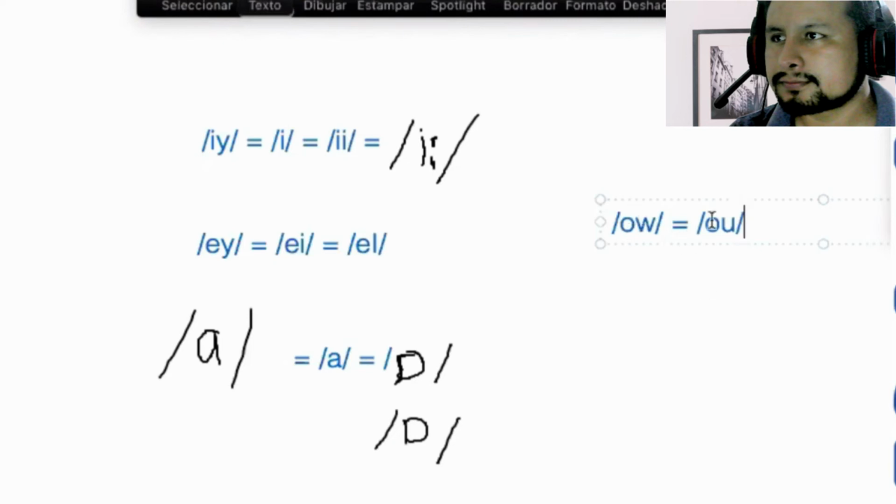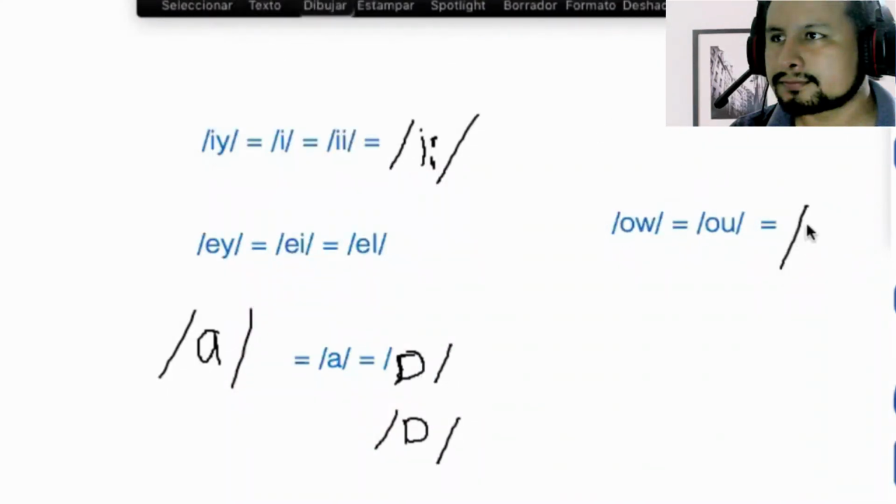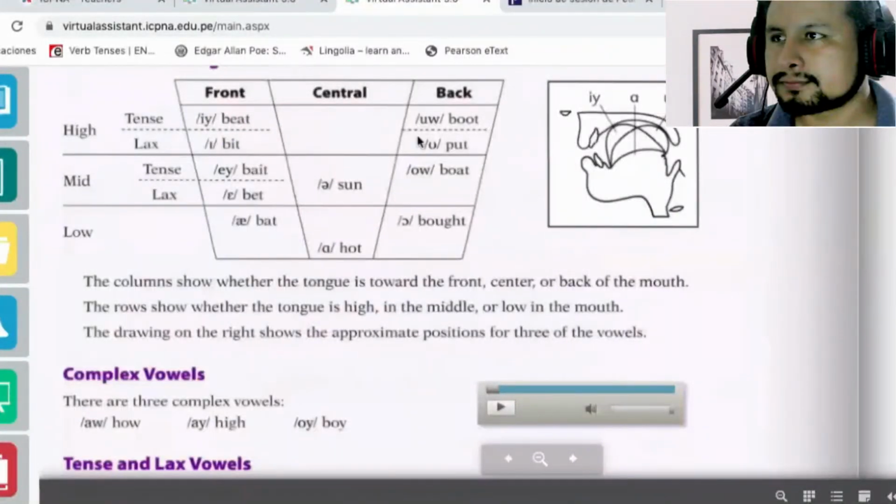All right? They're different symbols, but the sound is the same. Okay? Or, instead of this, you will probably find something like this. And for this, I have to draw it. Okay? You see? O, O, O, O. The symbols are different, but the sounds are the same. Okay?